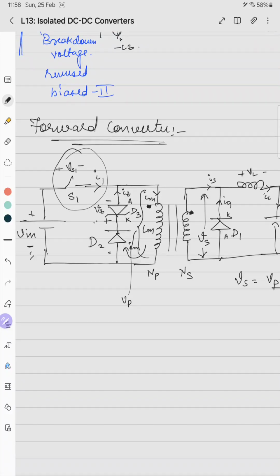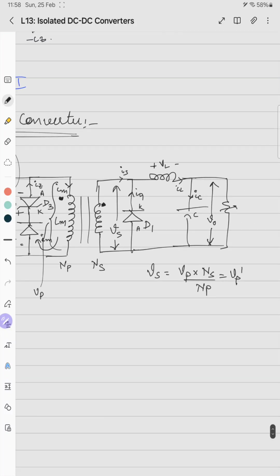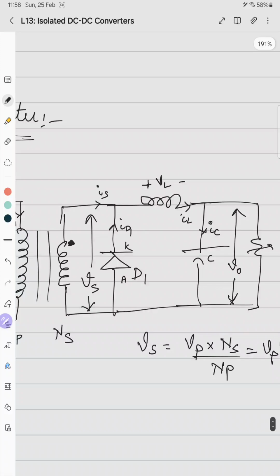So if VP becomes minus VZ, then VS becomes minus VZ into NS by NP, which means that some negative voltage is induced because it is a transformer. As we know, the transformer operates on AC voltage of both polarities, so it will induce the voltage in both cases. In that case, the anode of the diode D1 is connected to the positive terminal, so D1 will be forward biased, which means that this current IS will become 0 and ID1 will be equal to IL. So it will behave as a normal buck converter only, even if S1 is off.